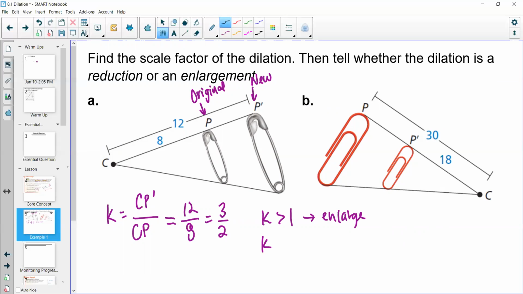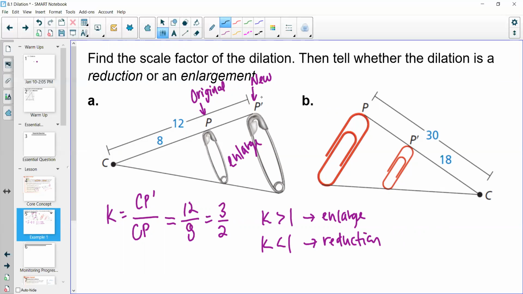If our scale factor is less than 1, then that means we have a reduction. So in the case of this one, because 3/2 is bigger than 1, we actually enlarged it. And that makes sense, right? Because we went from this smaller safety pin to a bigger one.